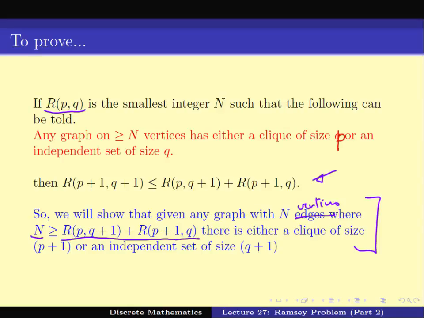Right? So what we prove is that if I give you any graph with n vertices, where n is bigger than R(p,q+1) plus R(p+1,q), then there is either a clique of size p plus 1 or an independent set of size q plus 1. Right? So this is what is required to prove.